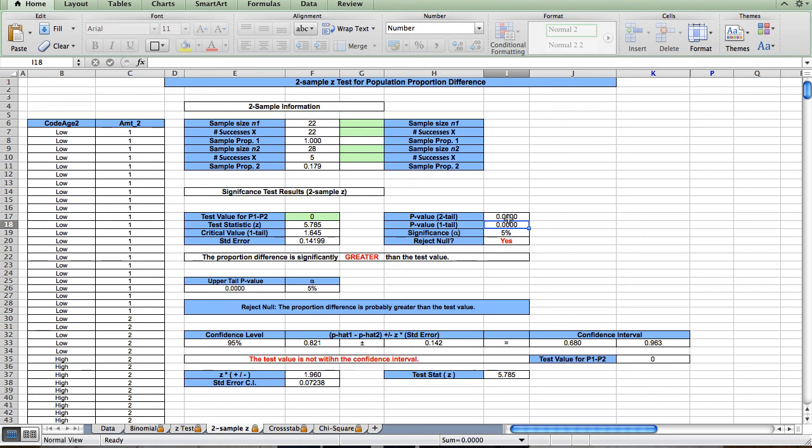Here we can conclude quite clearly that the proportion of category 2 spenders among the older cardholders is significantly greater than the proportion of category 2 spenders among the younger cardholders.